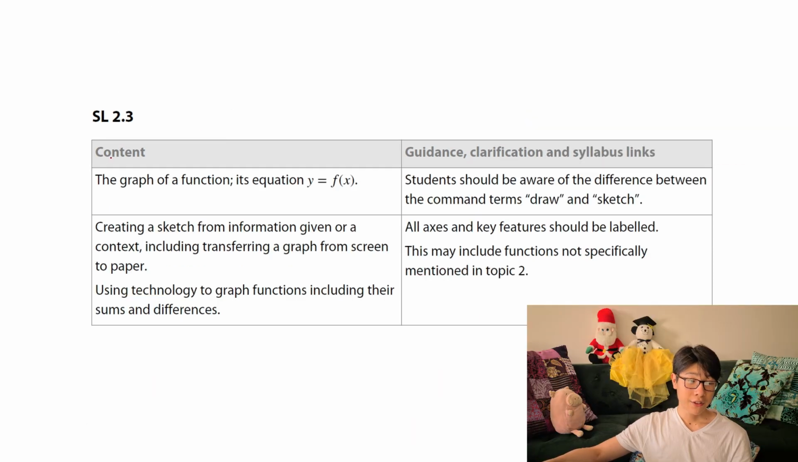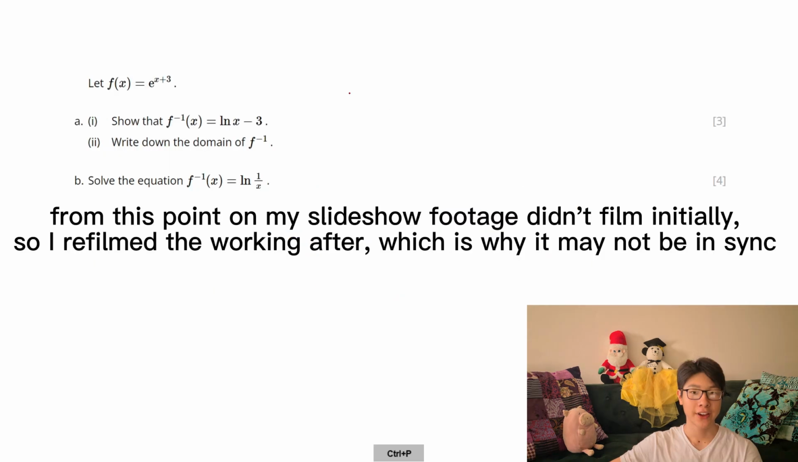And now finally, 2.3 is a relatively simpler dot point. It's just going to be about graphing a function based on the equation, or the other way around. We're given a function and we are asked to find the equation of that function. And that's pretty much it for 2.3. Okay, now moving on to a practice question.